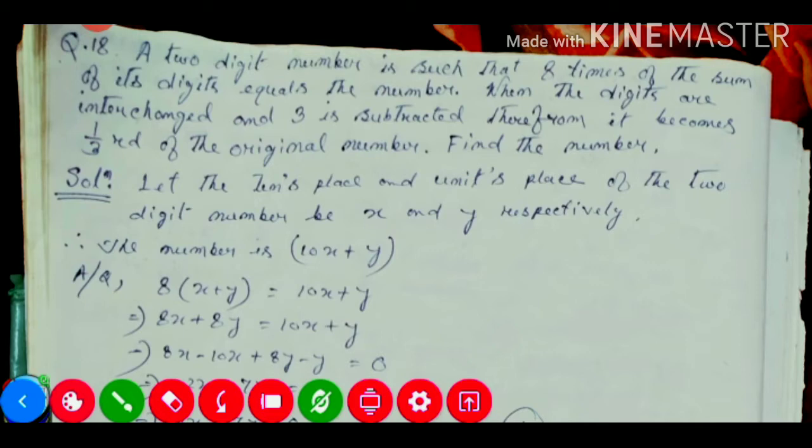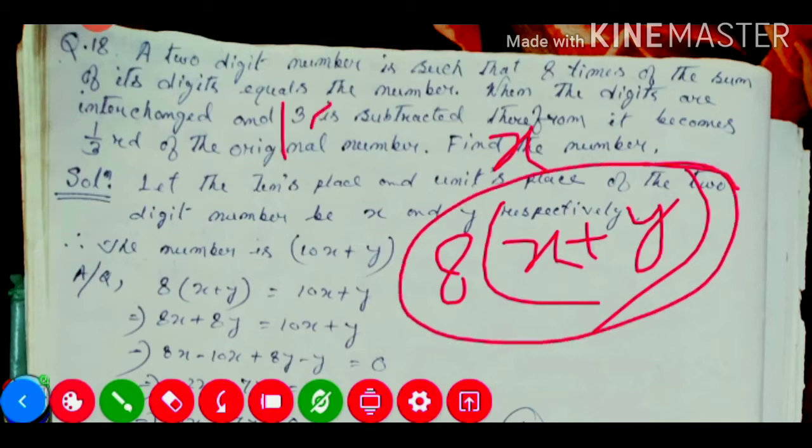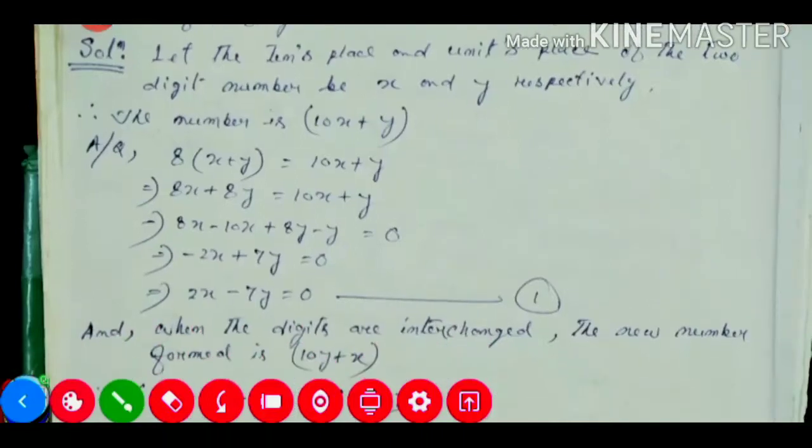Now according to the question, the sum of the digits, the digits being x and y, so x plus y, if we multiply this with 8, this will be equal to the number 10x plus y. So 10x plus y we got. Now if we multiply with 8, it will be 8x plus 8y is equal to 10x plus y.